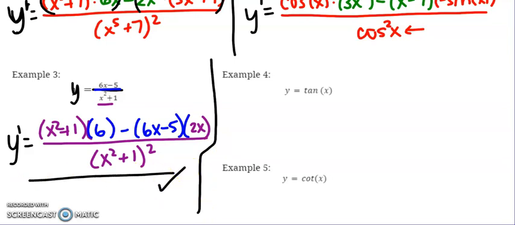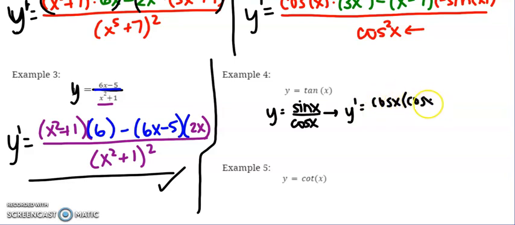Example 4 and example 5, we're going to take a little bit of proving. So y equals tangent and y equals cotangent. You might be like, how and why are these on our quotient rule day? Well, because I don't know the derivative of tangent, but I do know that I could rewrite tangent as sine of x over cosine of x. In which case, using my new rule, y prime is going to be equal to low d high minus high d low. Oh no, my negative sign is not going to fit.